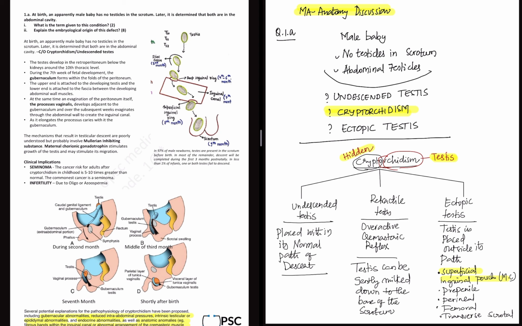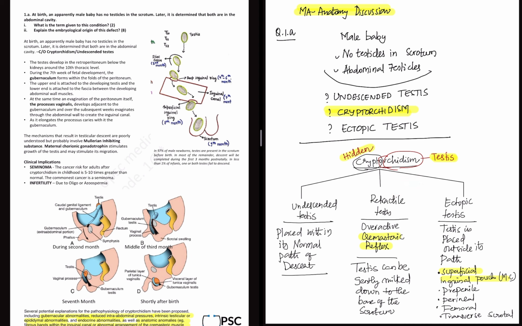Retractile testis is normal only, but it is because of overactive cremasteric reflex. In the neonates and newborns, cremasteric reflex is so active. When you stroke the skin of the thigh, what happens? The cremasteric reflex gets activated and the testis is pulled back into the inguinal canal. The testis can be gently milked down to the base of the scrotum in this condition, and no treatment is required in this condition. No treatment is required.